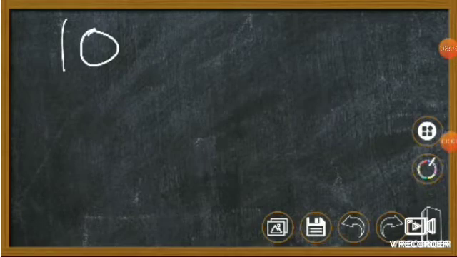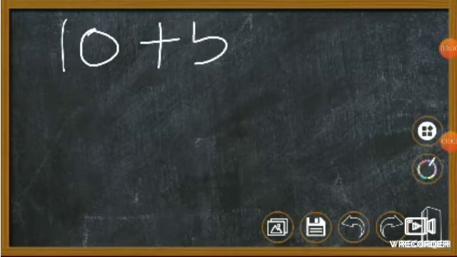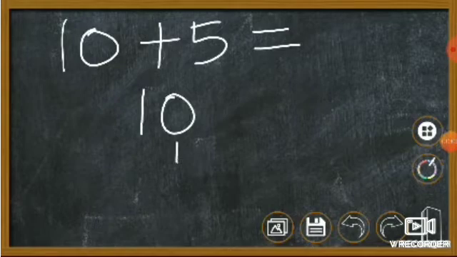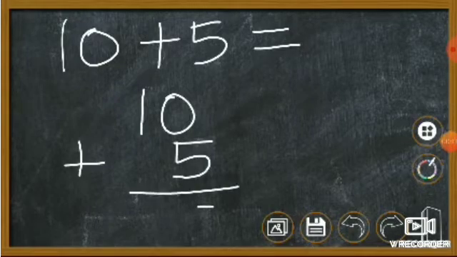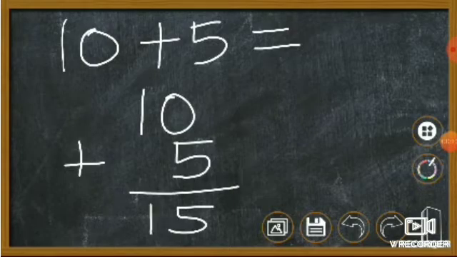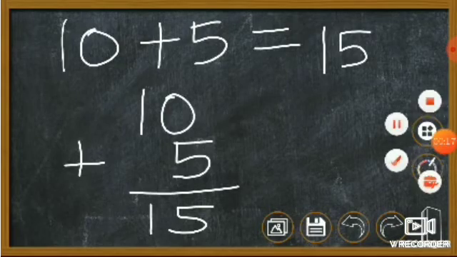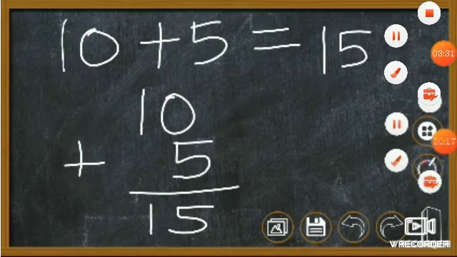Next, we are going to add 10 plus 5. That is equal to 10 and 5 plus addition. 0 plus 5 is 5 and bringing down the 1. So the answer comes as 15. If you add 10 and 5, the answer is 15. Yes, children, the answer is 15.